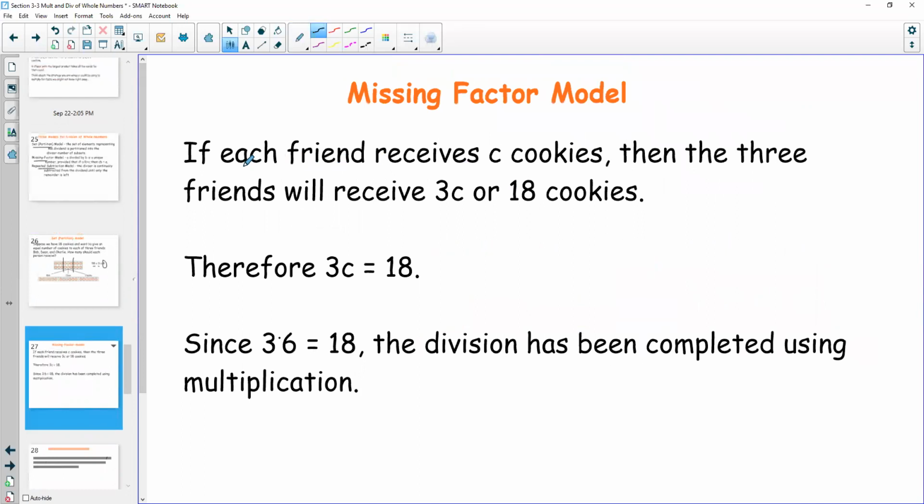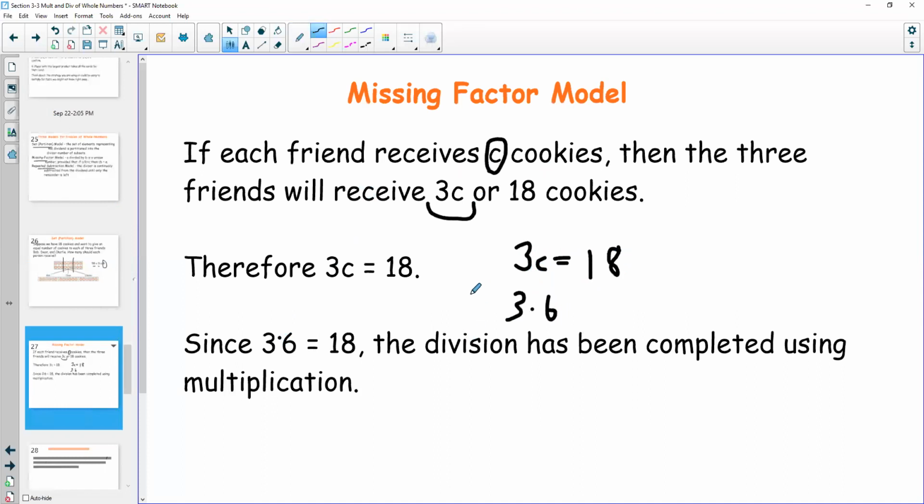The missing factor model basically is the reverse thinking here. If each friend in my story got a certain number of cookies, C cookies, then 3 friends receive 3 times C cookies. If 3 times C is 18, C has got to be something. 3 times what gets you 18? Well, they would know 3 times 6 is 18, because your kids will know their multiplication facts by now. So this is sort of a strange way to do this, and you may not have been shown this way in elementary school, or maybe you did and you tried to block it out.